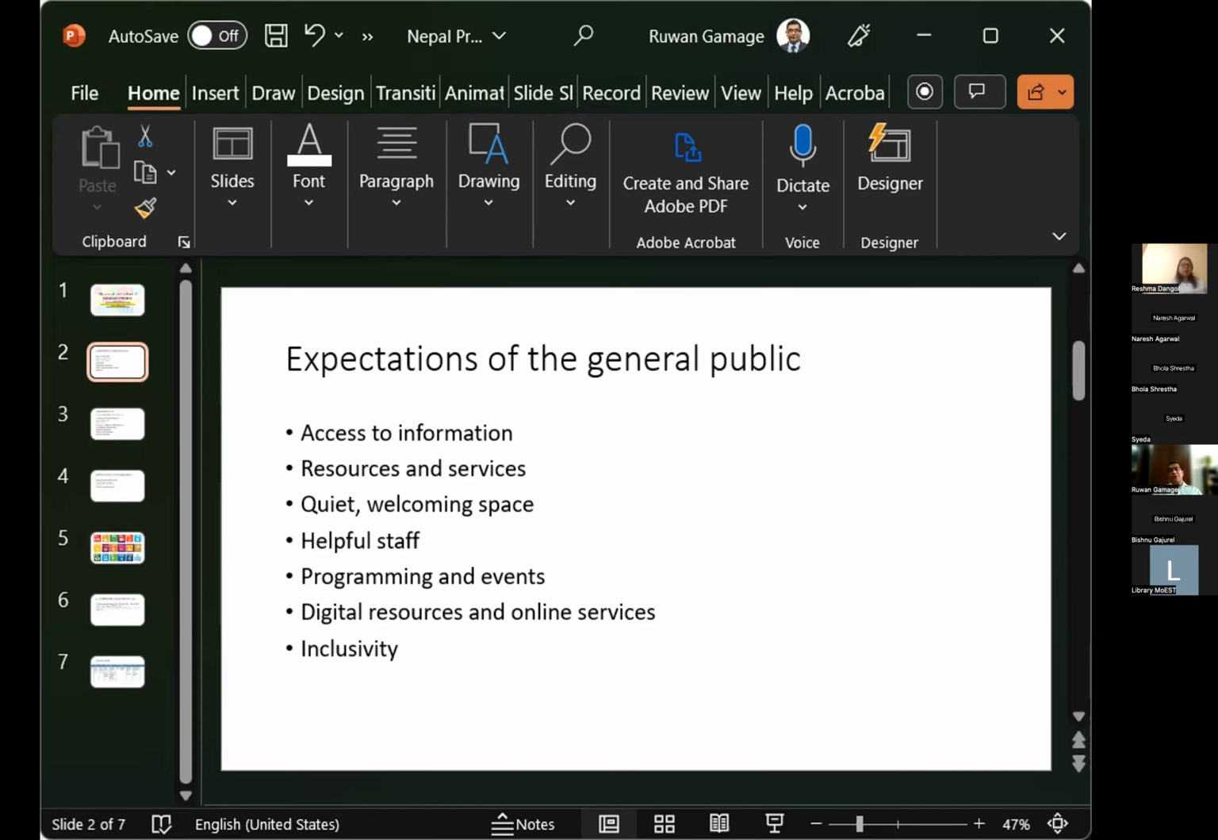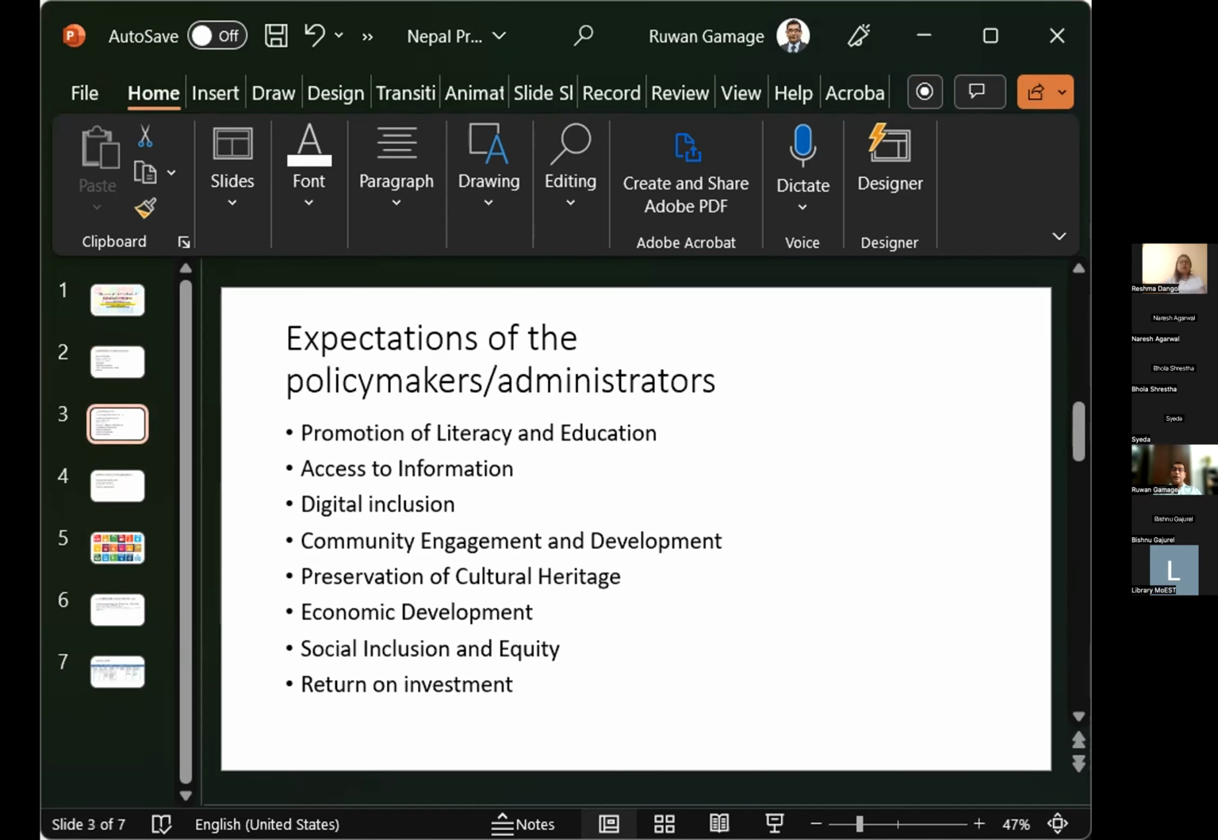And in fostering inclusivity, libraries are required by the general public, because not everybody has the luxury to access all the resources. Even if resources are available, it would be costly. But these expectations can differ based on individual needs, and policymakers sometimes have a slightly different perspective on this. They need the promotion of literacy and education through libraries. Of course, that is one of the main targets. The government, for example, needs literacy promotion and access to information, of course.